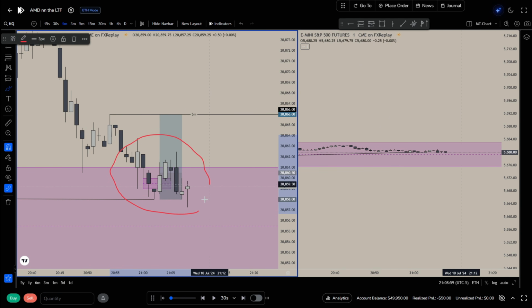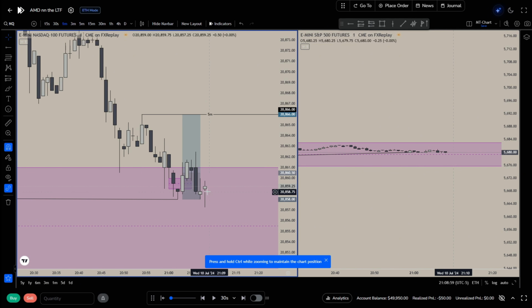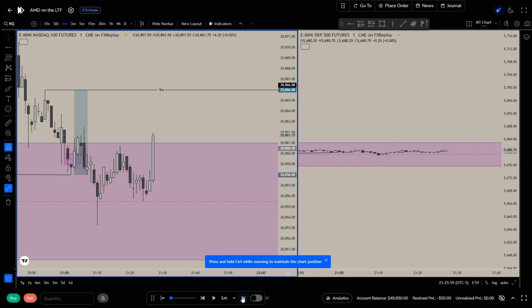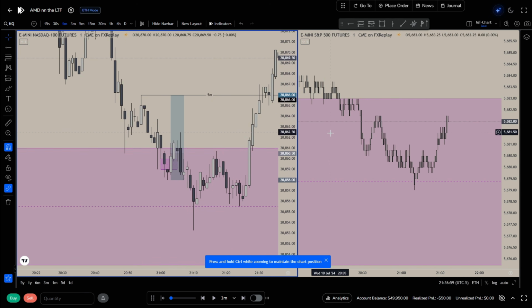We get instantly stopped out. And the bad thing isn't only that we got stopped out, but more that if we look a couple of minutes later, we can see that the real move actually plays out. So what could we have done better in this situation?